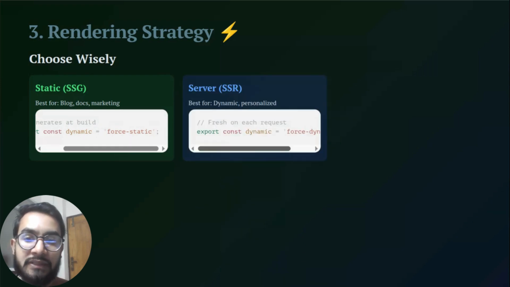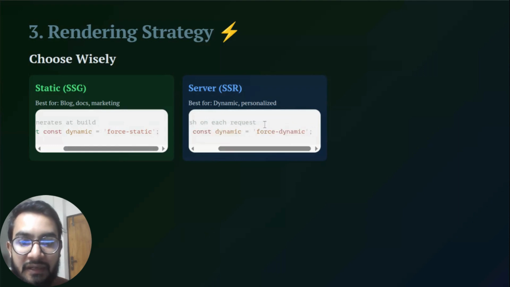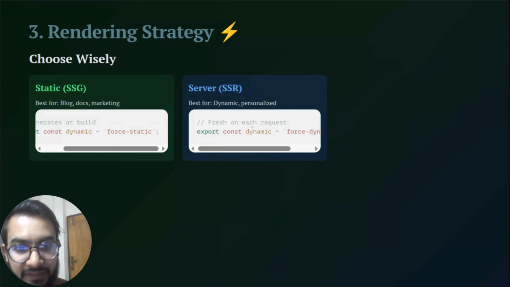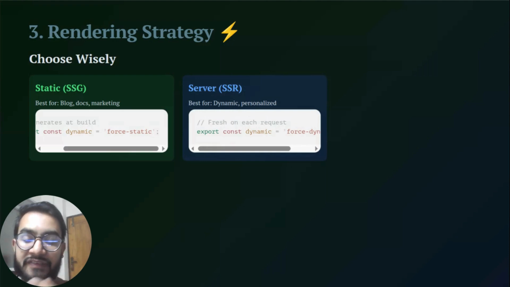And the second one is server side rendering, which is best for dynamic and personalized content, fresh on each request. I mean, if you need fresh data on each request, then you can define that page as export const dynamic = 'force-dynamic'.